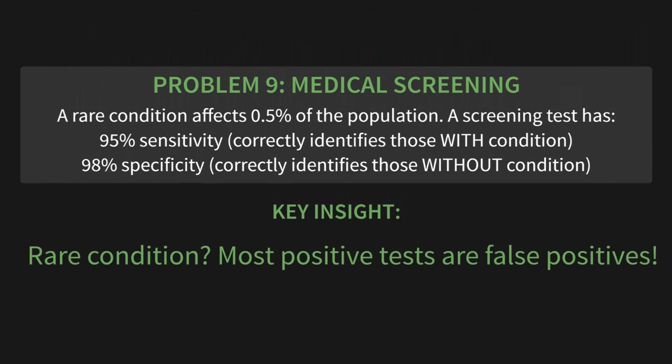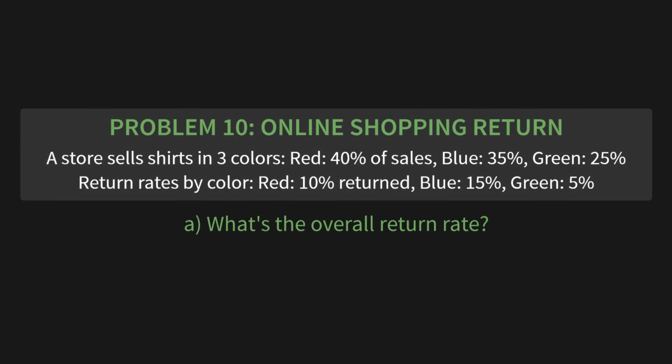So, here's the takeaway. If you ever get a positive test for something rare, don't panic. Ask for a follow-up test. The math is actually on your side. This is why doctors don't diagnose based on a single test. They understand that with rare conditions, most positive results are false alarms.